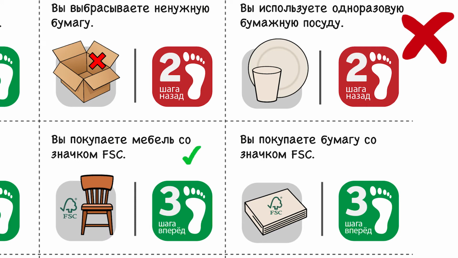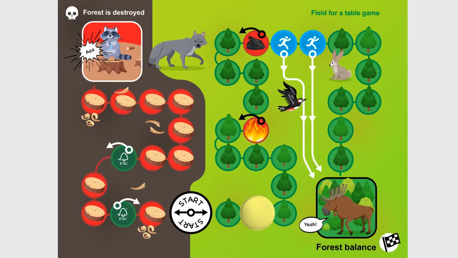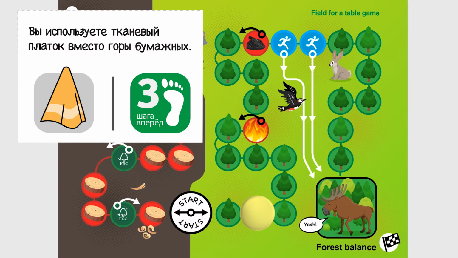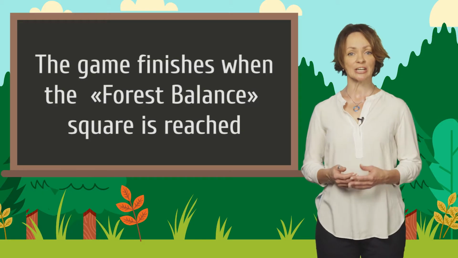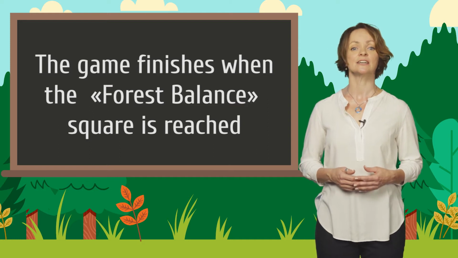Once the student takes a card and reads the text aloud, reposition the counter in accordance with how many moves forward or backward is indicated on the card. If the counter falls onto a special square, the teacher announces what has happened there and repositions the counter on the board according to the instructions. The game finishes when the forest balance square is reached.